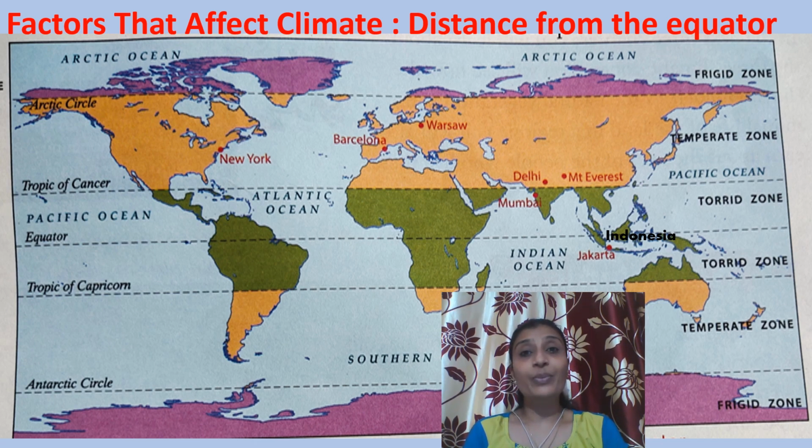Now for an example, we live in Nasik. Now Nasik and Mumbai are in the same zone. In which zone do they lie, children? Look at this figure. Yes, it lies in the torrid zone. Mumbai has a sea. Do we have a sea in Nasik? No. So like this, there are places in each zone which have different landforms.